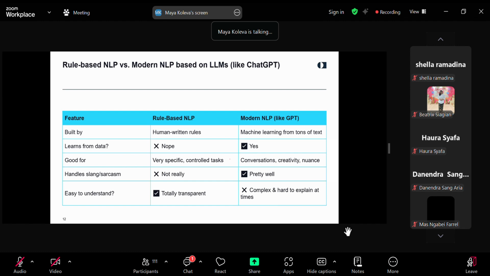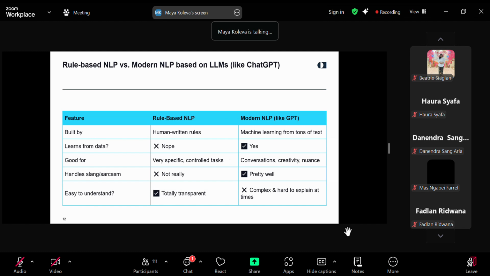But now, the very important final point. Can you, as a user, understand how it works? Rule-based NLP is totally transparent. You can see the rules. If something does not work, you can identify which rule is the reason this thing did not work. Modern NLP systems are complex and hard to explain at times, and it's a black box. You don't really know exactly what drives a certain outcome.